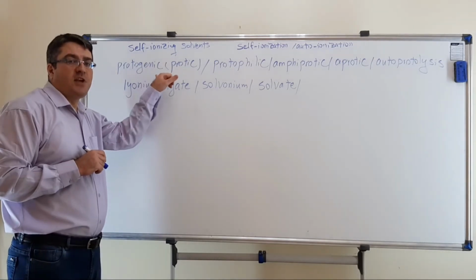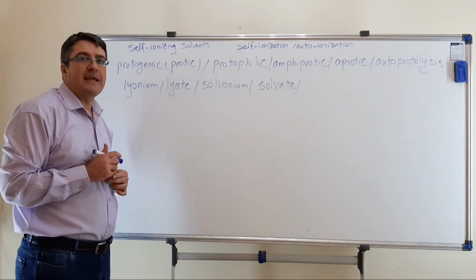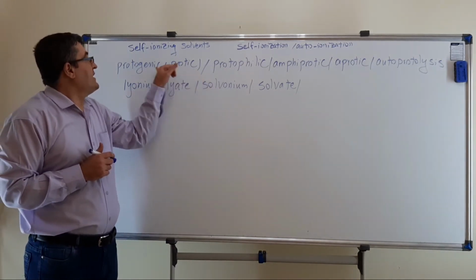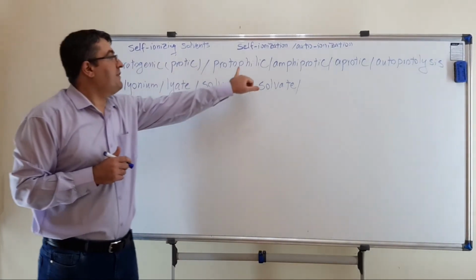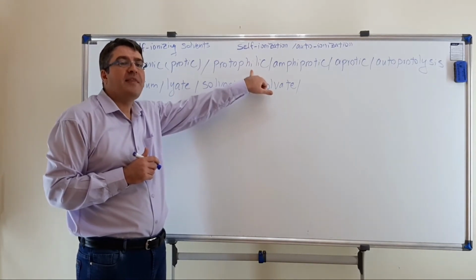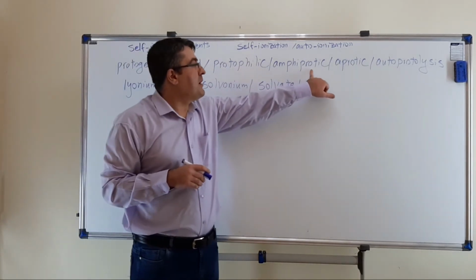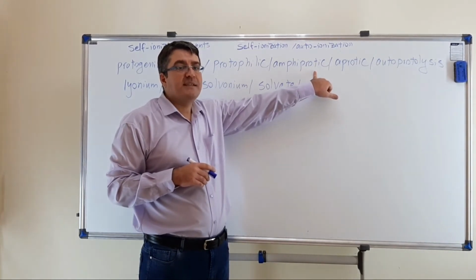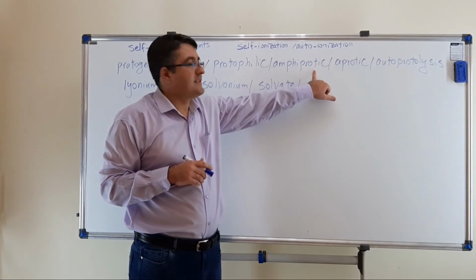A protogenic solvent is a solvent capable of acting as a proton donor, that is, as a Brønsted acid. Protic is synonym with protogenic, but protogenic is preferred to protic. Protophilic. A protophilic solvent is a solvent capable of acting as a proton acceptor, that is, as a Brønsted base. And amphiprotic is used for self-ionizing solvents possessing characteristics of both Brønsted acids and bases.